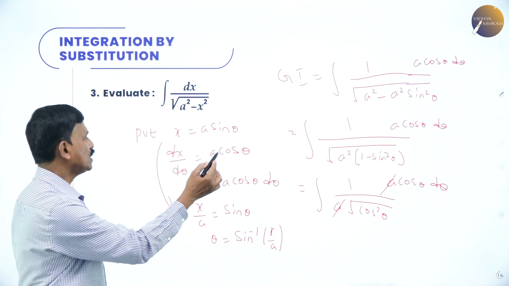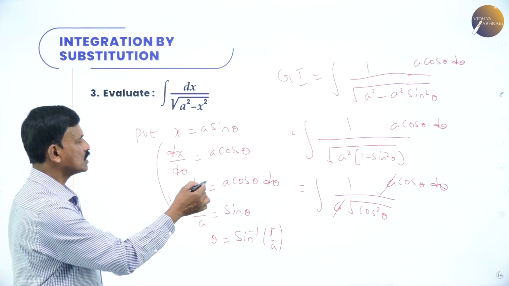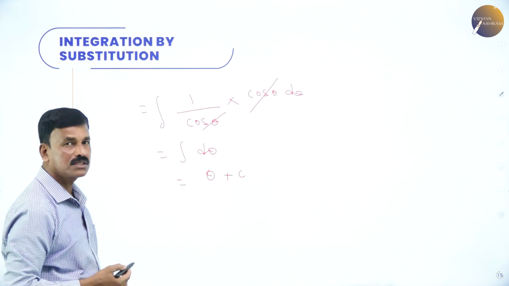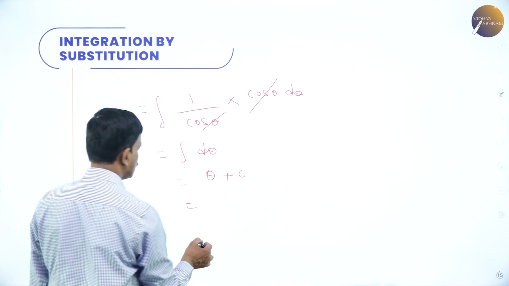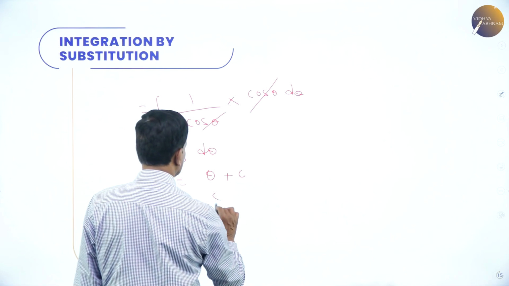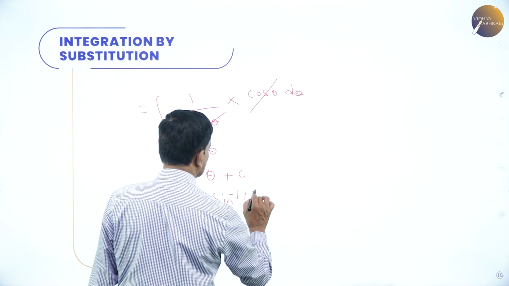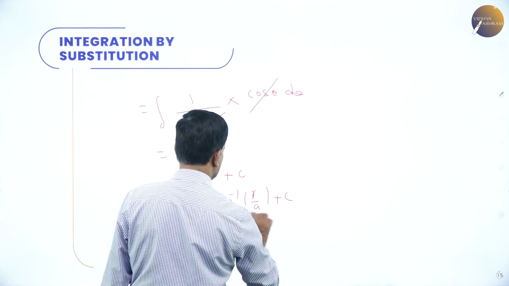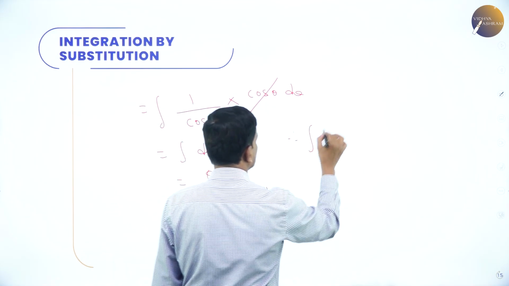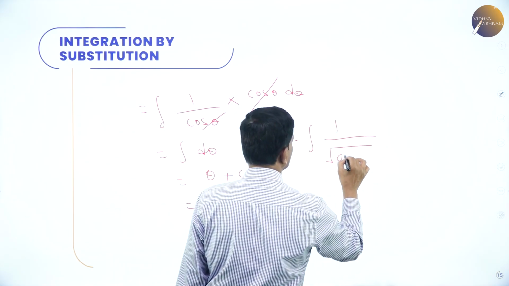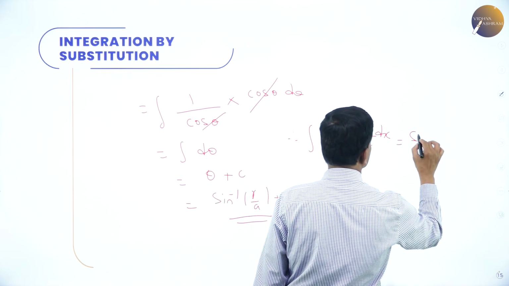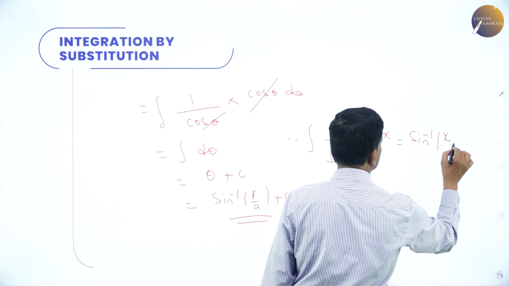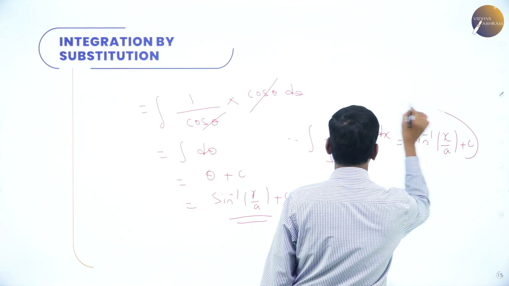See here, a gets cancelled, the square root gets cancelled, 1 by cos theta into cos theta, cos and cos get cancelled, d theta. The integration of d theta is theta. What is theta from this? Sin inverse of x by a, plus c. So the integral of 1 over root of a square minus x square dx is equal to sin inverse of x by a plus c. That's it.